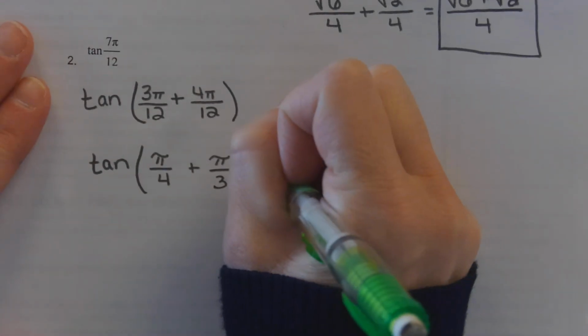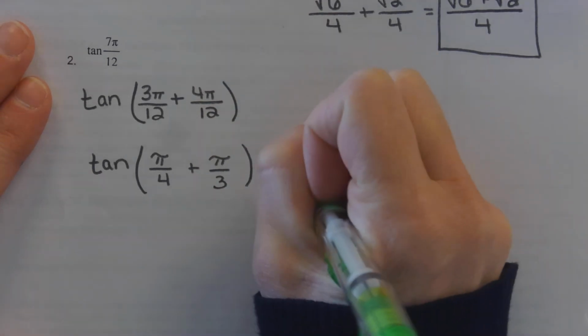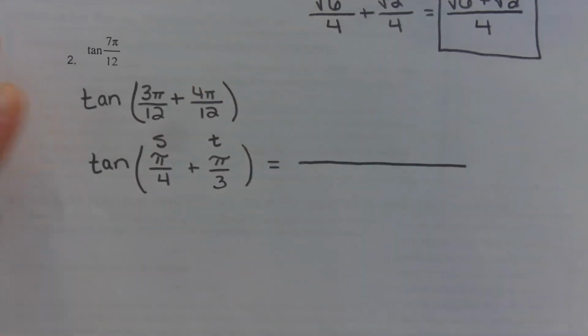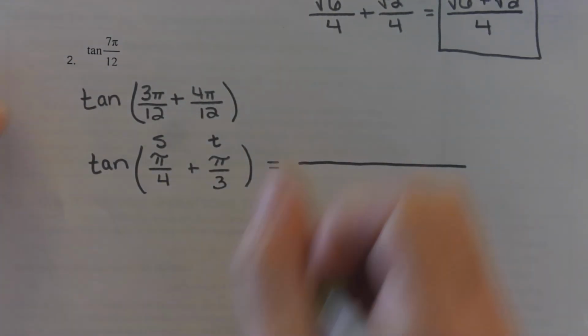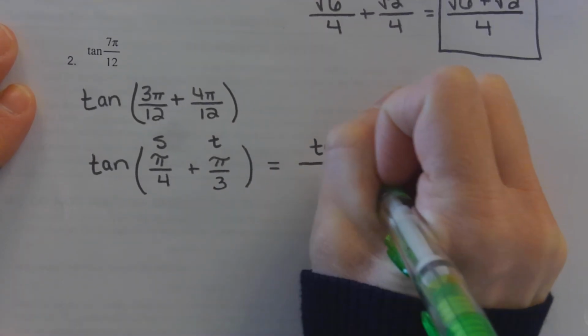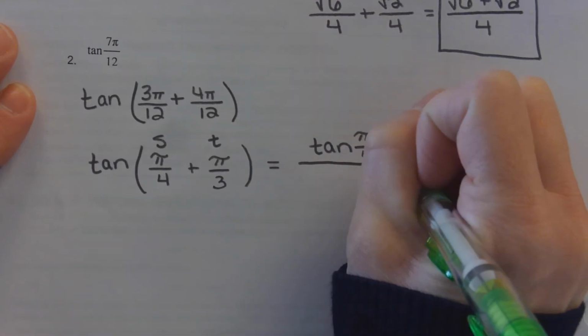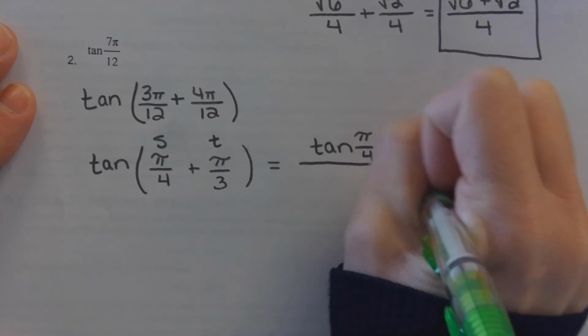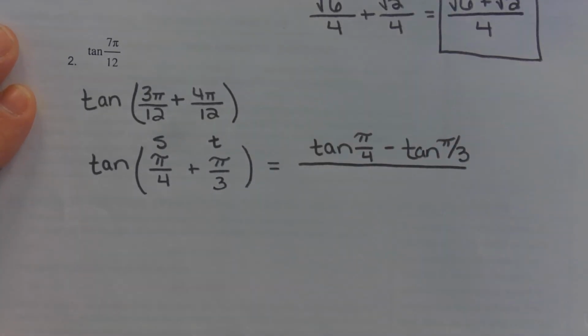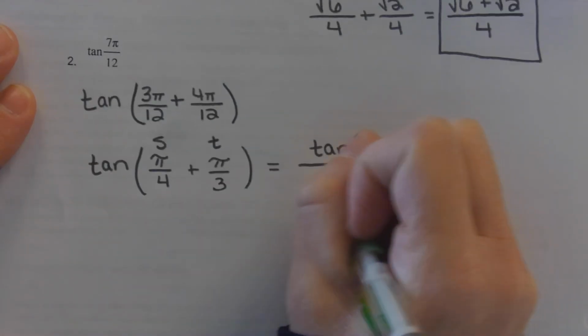Okay, this equation's a little bit more involved. Here we go. This is my S. This is my T. So it's always alphabetical order. S is first, T is second. So we want to use the plus. So I'm going to go tangent of S. So the tangent of pi over 4 minus the tangent of T. So the tangent of pi over 3 all over 1 minus.